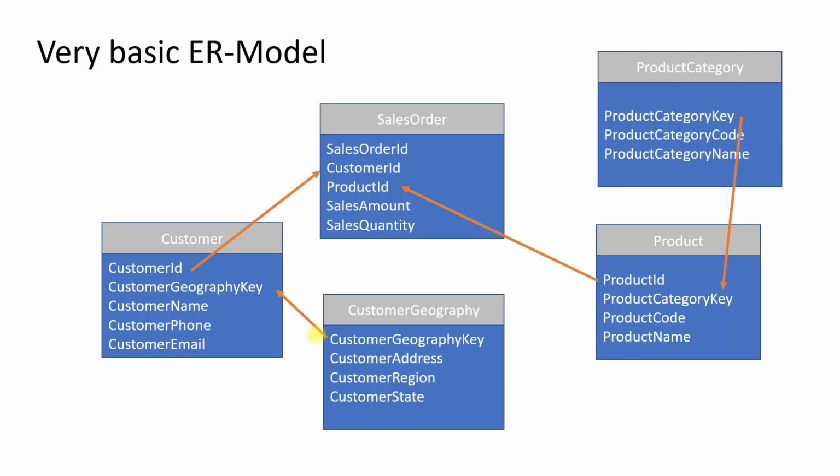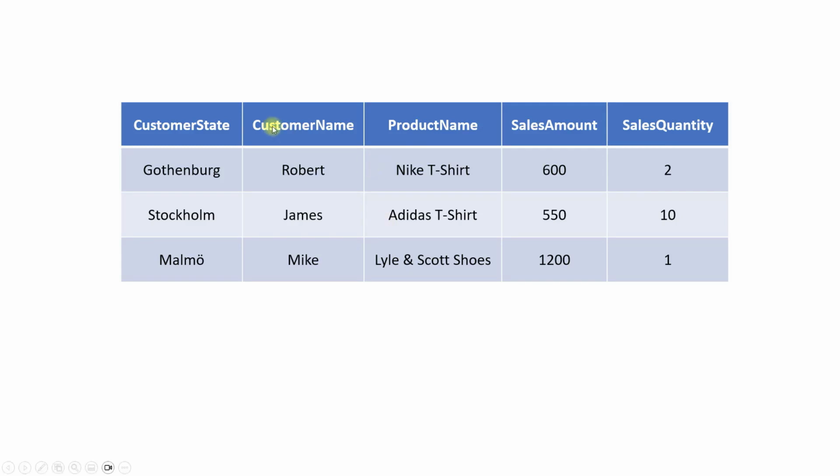So if we take a look at a very basic ER model, this is an example of how a database schema could look. We could say that we have a table here called sales order, where we have the sales order ID, customer ID, product ID, sales amount, and the sales quantity. I'm just going to show you this picture first, but let's say you wanted to create a query and a pivot table where you wanted to see the customer state, the customer name, product name, and then the sales amount and the sales quantity, and you wanted to combine all of these fields into one query.